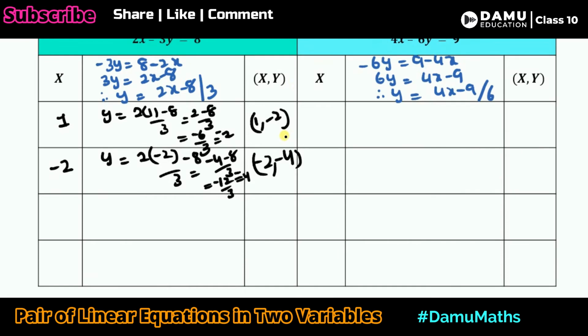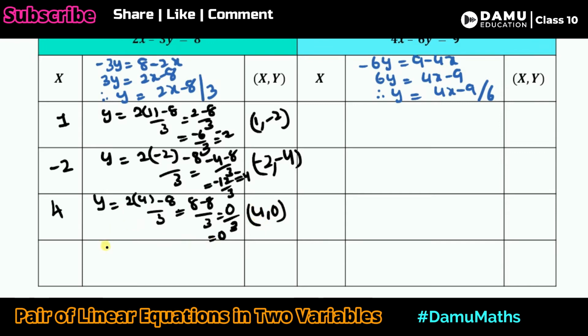Let's take the integer 3. What answer will we get? That is 2 by 3. Then, to get a nicer value, let's take 4. If you take the 4 value, y will be equal to 2 into 4 minus 8 by 3. So 8 minus 8 by 3, that is 0 by 3. We will get the answer as 0. Then (4, 0). Let's take 8 again. 2 8s are 16.